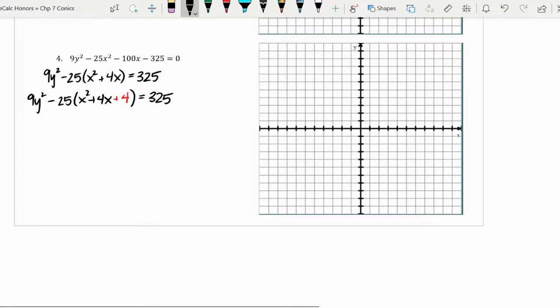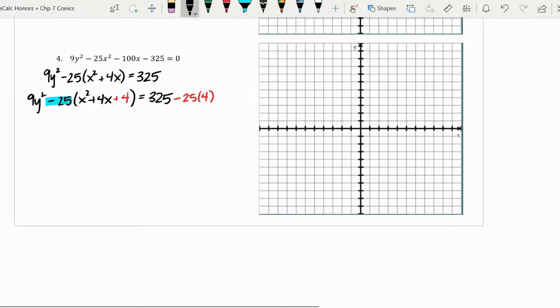Now, remember, whatever I do to one side, I have to do to the other. So we've got this negative 25 that's really being applied to that 4. So on the right side, I will also be subtracting, since it's negative 25 times 4, so minus 100.